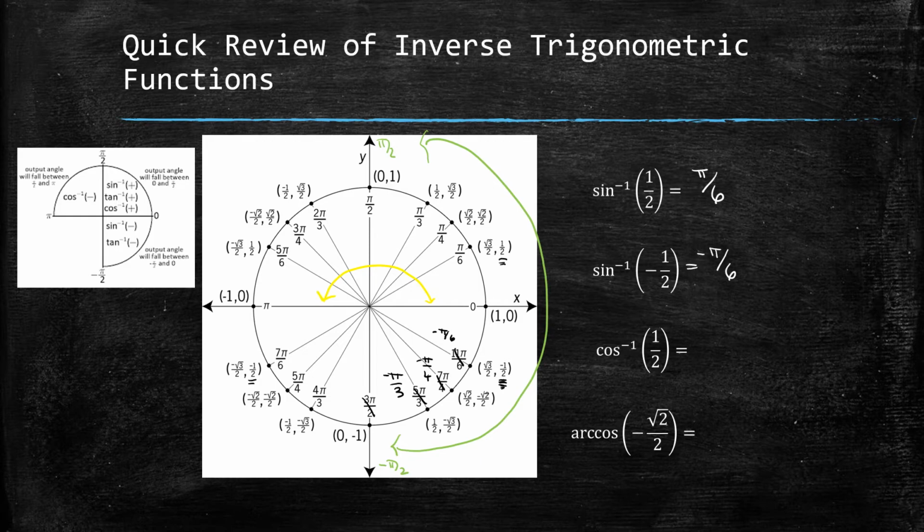Next, inverse cosine of 1/2. Back to the first quadrant. Cosine theta is equal to 1/2 when we are at pi over 3. So our answer here is pi over 3. And now arc cosine, which is equivalent to inverse cosine, of negative root 2 over 2. We're at one of the quarter marks. Cosine is negative here in the second quadrant, so we see that the answer is 3 pi over 4.